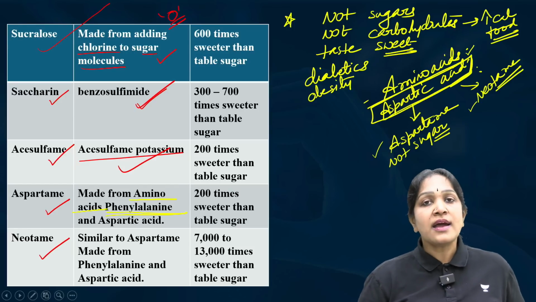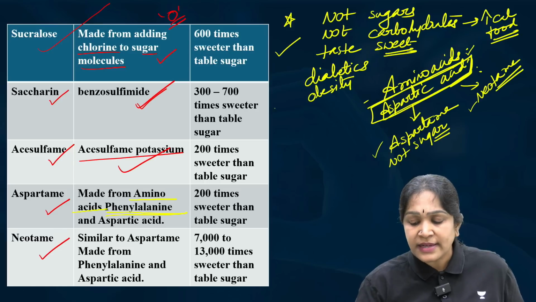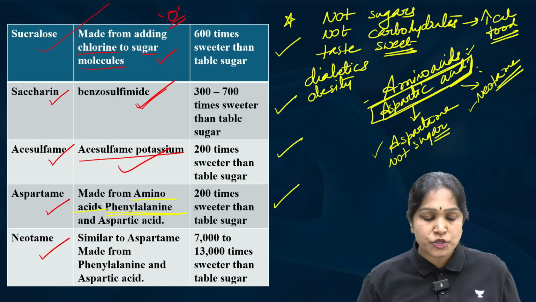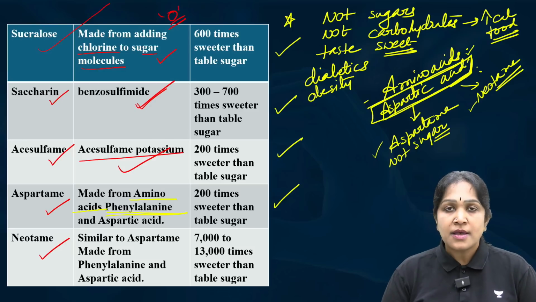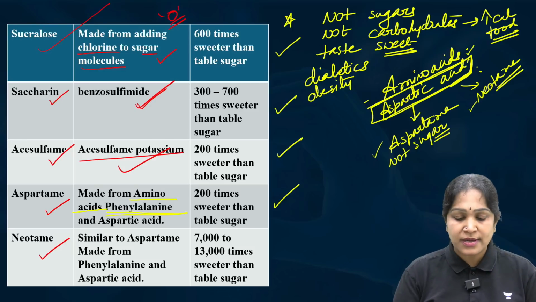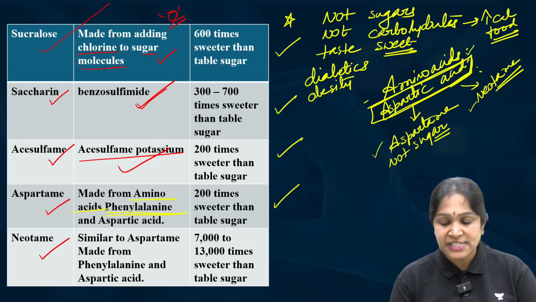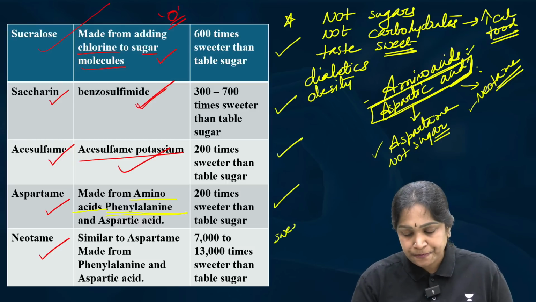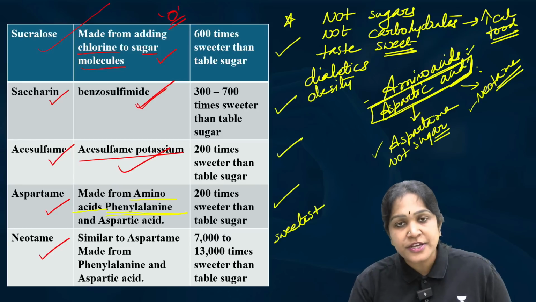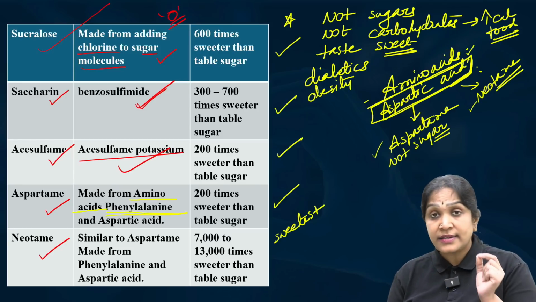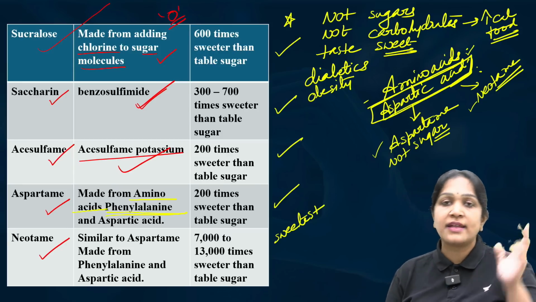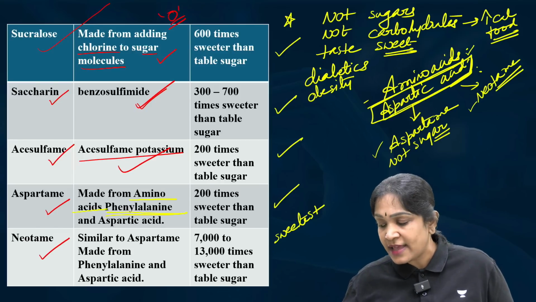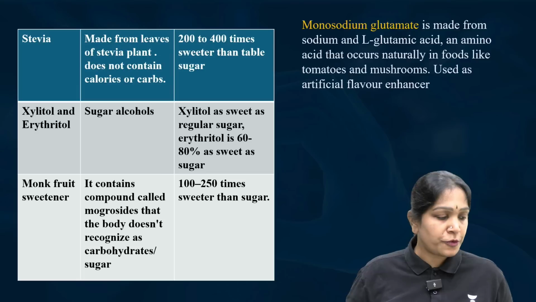Okay, and all artificial sweeteners are much sweeter than the table sugar. Sucralose is 600 times sweeter than the table sugar. Saccharin is up to 700 times sweeter than the sugar. Acesulfame is 200 times, aspartame 200 times, and neotame is the sweetest artificial sugar. It is around 13,000 times sweeter than the regular sugar. I mean, consuming very little quantity of this will add enough taste to our food products.